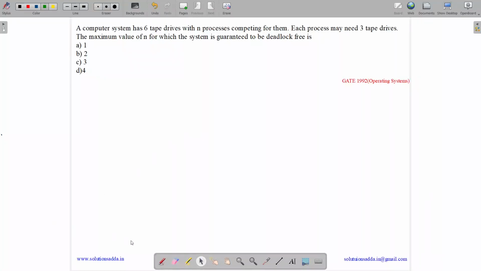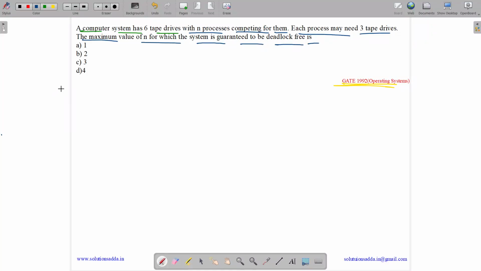This question belongs to the operating system subject and was asked in GATE CSE 1992. The question states: a computer system has 6 tape drives with n processes competing for them. Each process may need 3 tape drives. The maximum value of n for which the system is guaranteed to be deadlock free is.